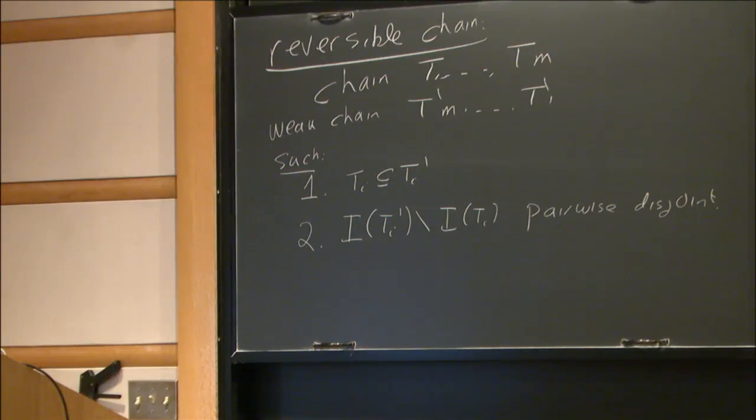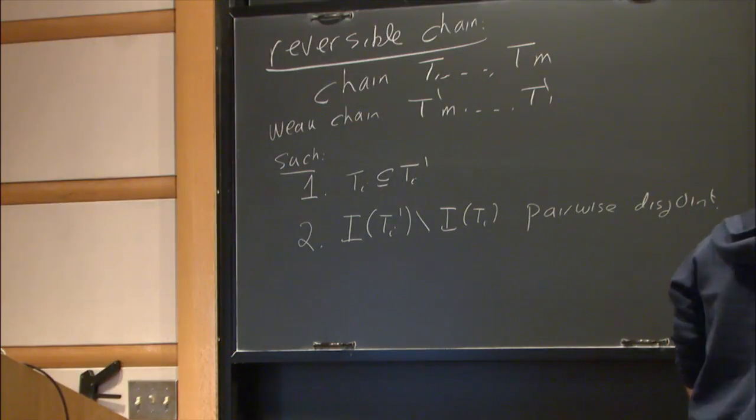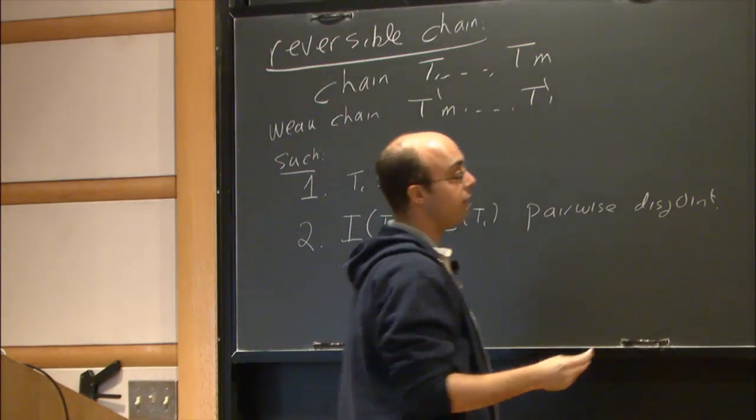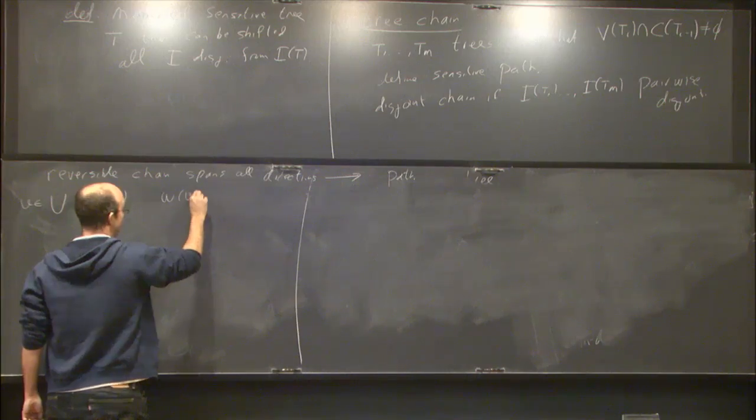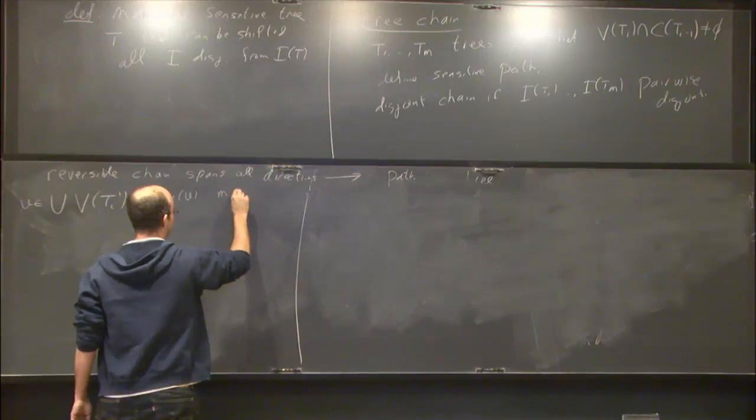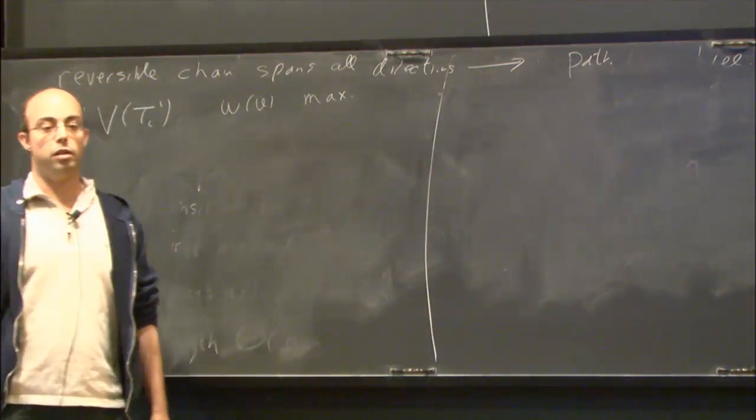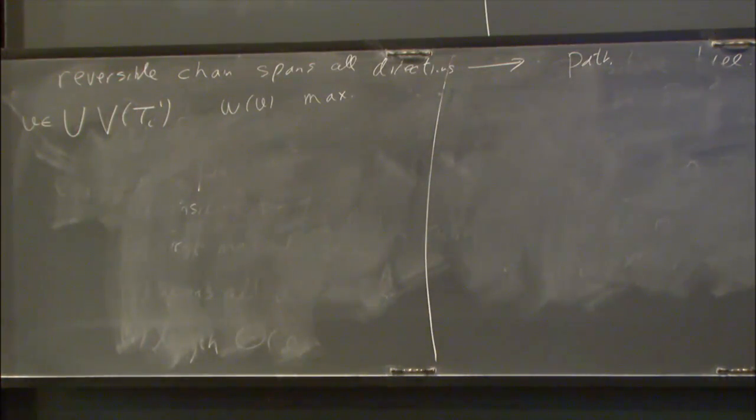So why? We'll just construct it by hand. Let's consider the nodes, take the union of all the vertices of Ti prime, all these larger trees here, and take the node V such that the weight of V under our arbitrary weight function is maximal. So we're going to start the path there, right? And obviously, if we start the path there, all the sensitive nodes are going to be contained inside this union, so it's going to be maximal first, by definition.